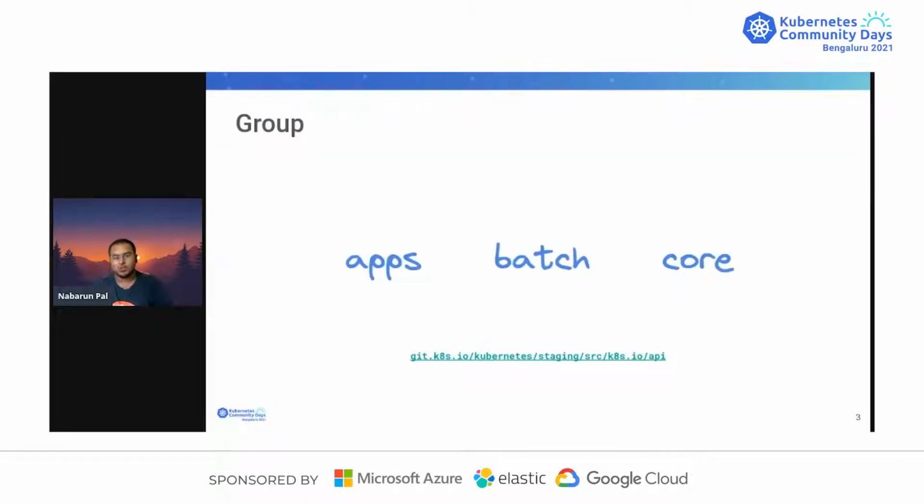API groups in Kubernetes are logical collections of related functionality. For example, workload objects like deployment, stateful set, and replica set are in the apps group. There are about 20-plus API groups in the Kubernetes API. When we see the API endpoints, we will see that the core group is a bit special. We will see that later when we discuss resources.